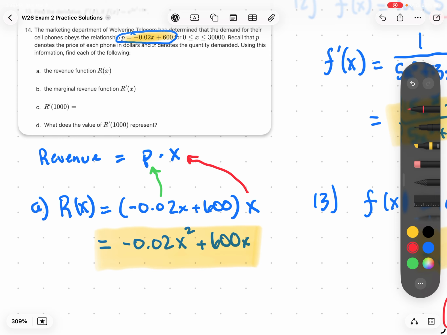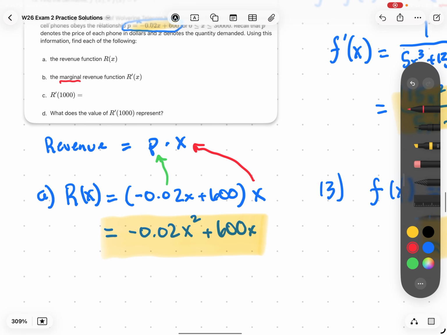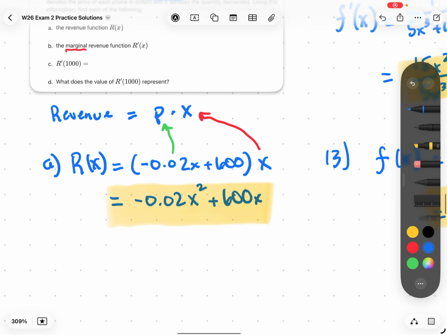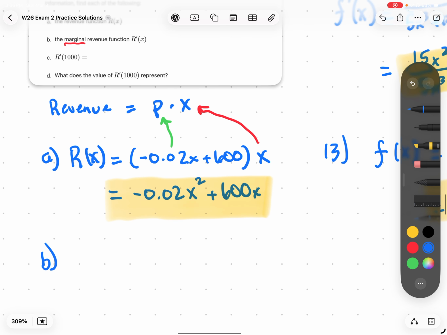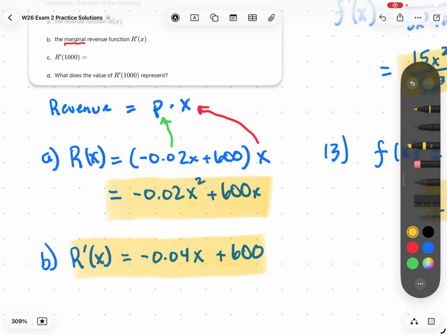Whenever you see the word marginal, that means derivative. So when it says find the marginal revenue function, you're going to find the derivative of that. My marginal revenue function is going to be, I bring the 2 down and multiply, negative 0.04x plus 600. Excuse me, that's my marginal revenue function, r prime of x. When you're writing it, go ahead and put r prime of x in front of it and r of x in front of the other so I know what function you're actually calculating.